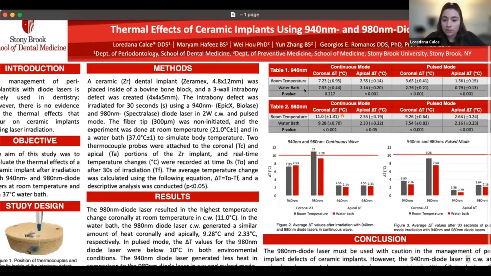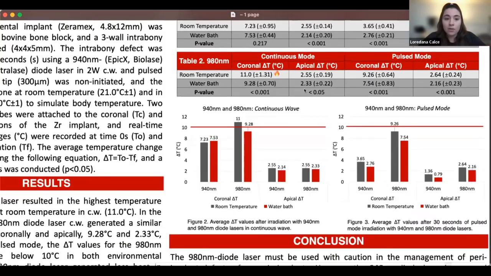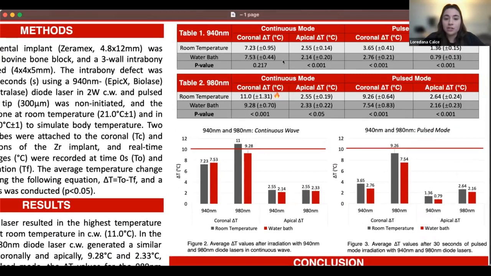I'm going to zoom into the results here. So table 1 and 2 are the average temperature changes that occurred on the ceramic implant in 2 different power settings, as well as the 2 different in vitro conditions. Figures 2 and 3 are the graphical representation of these temperature values.